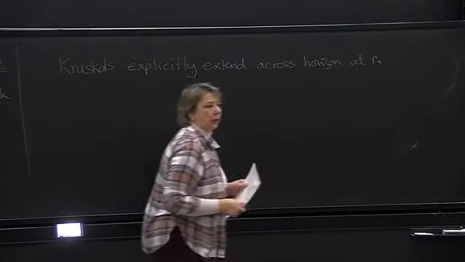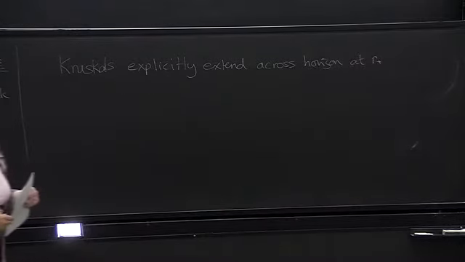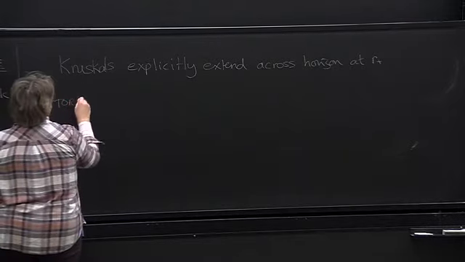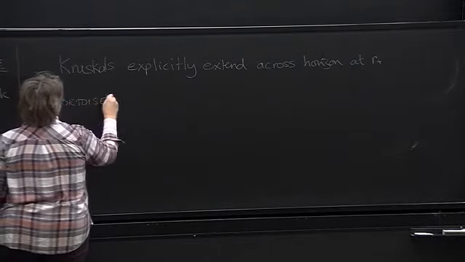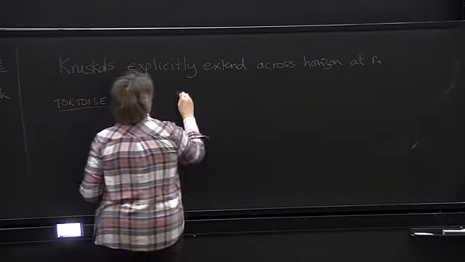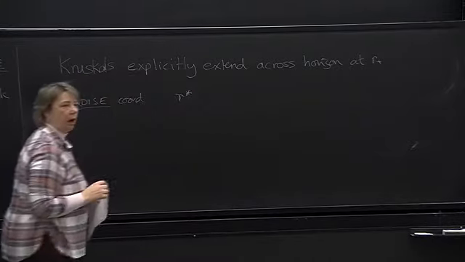The Kruskal coordinates are the coordinates that extend across the event horizon. So we need to construct them, and this is a two-step process. We first start off by defining what's called the tortoise coordinate, which we write as r star.